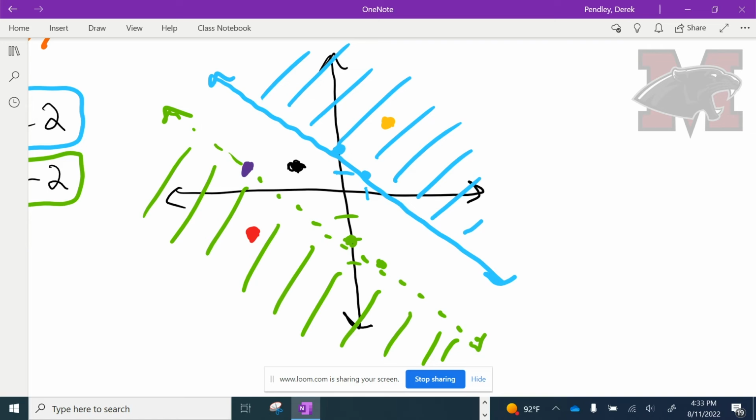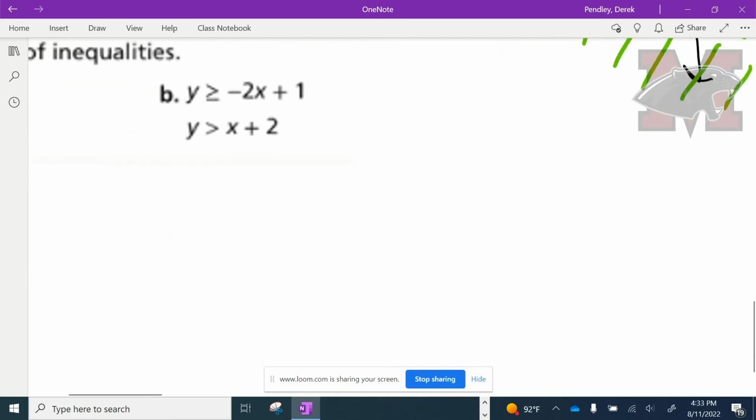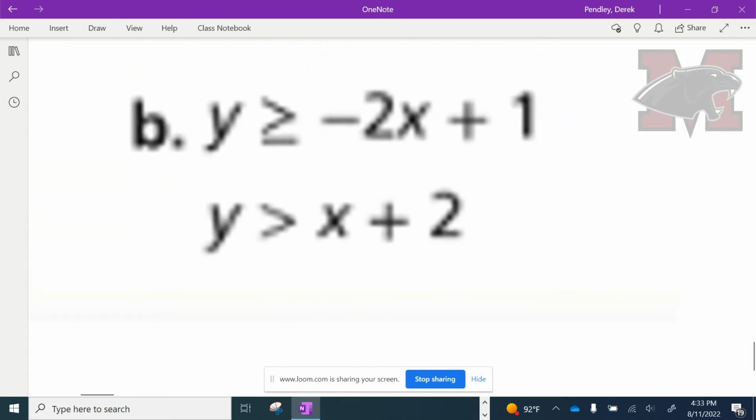All right. Now I'm going to give you another set and you're going to work on your own. What I would like you to do is graph these two inequalities. Make sure you shade. Make sure you keep in mind which one is a solid line, which one's a dotted line. And we'll come back together in a few minutes.